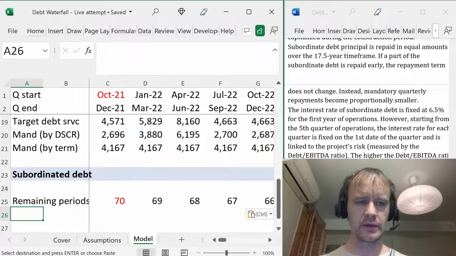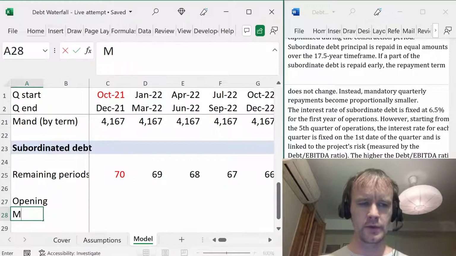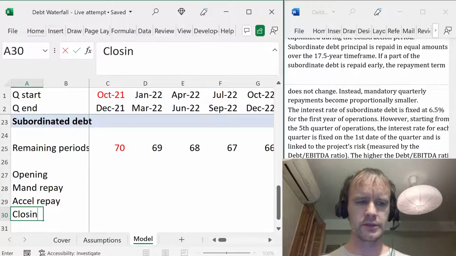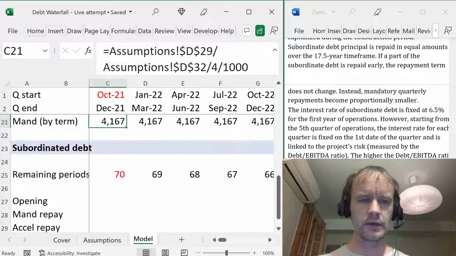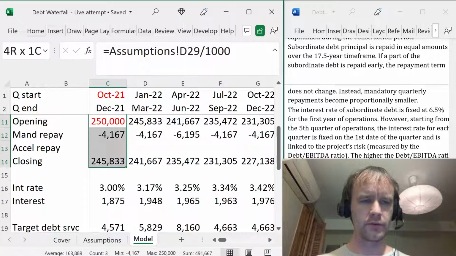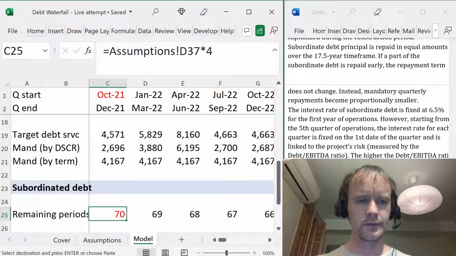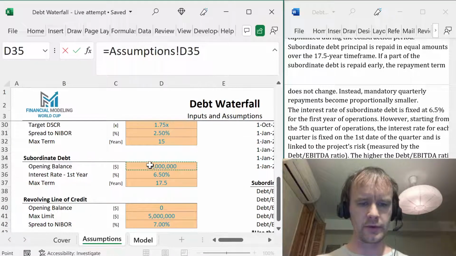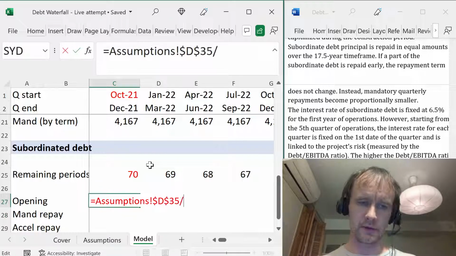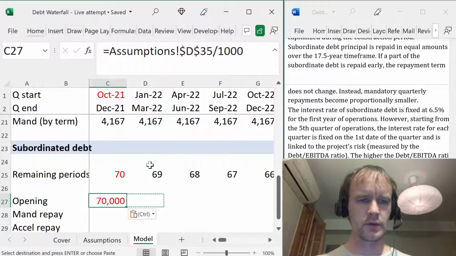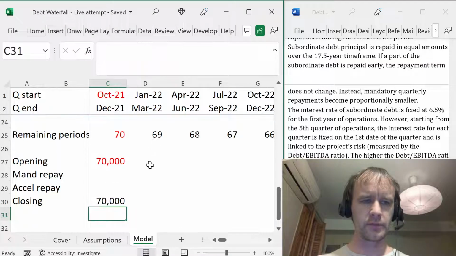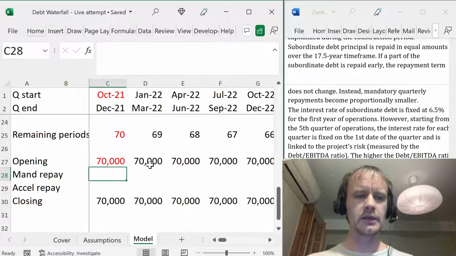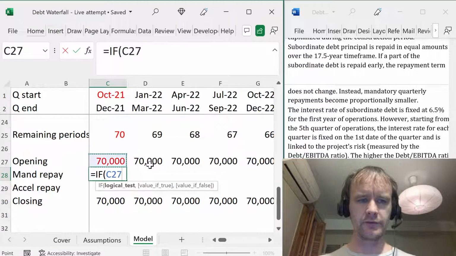So now, again, usual suspects. Opening, a mandatory repay, an accelerated repay, and then a closing, exactly the same as the senior. And we'll just copy that format as well. So again, my opening is just going to be a fixed thing pointing to here, and again divided by 1,000. My closing is going to sum up that, and copy across, and my opening the next period is the previous period's closing, copy across.